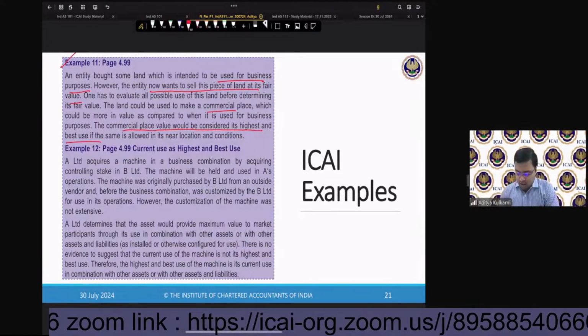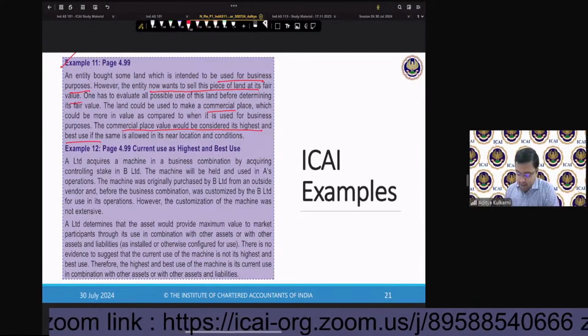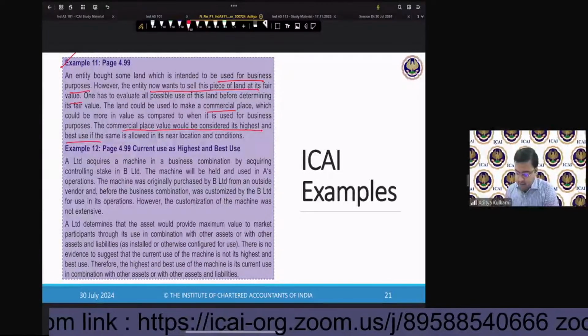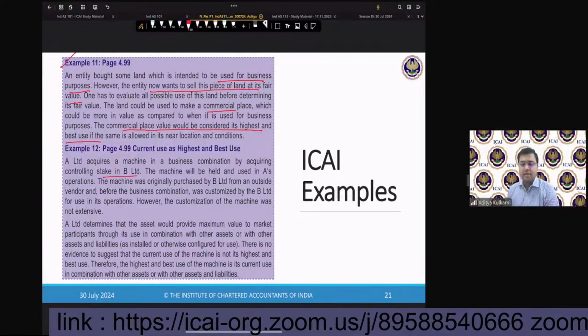Okay. Coming to the next example, A acquires a machine in a business combination by acquiring a controlling stake in B.